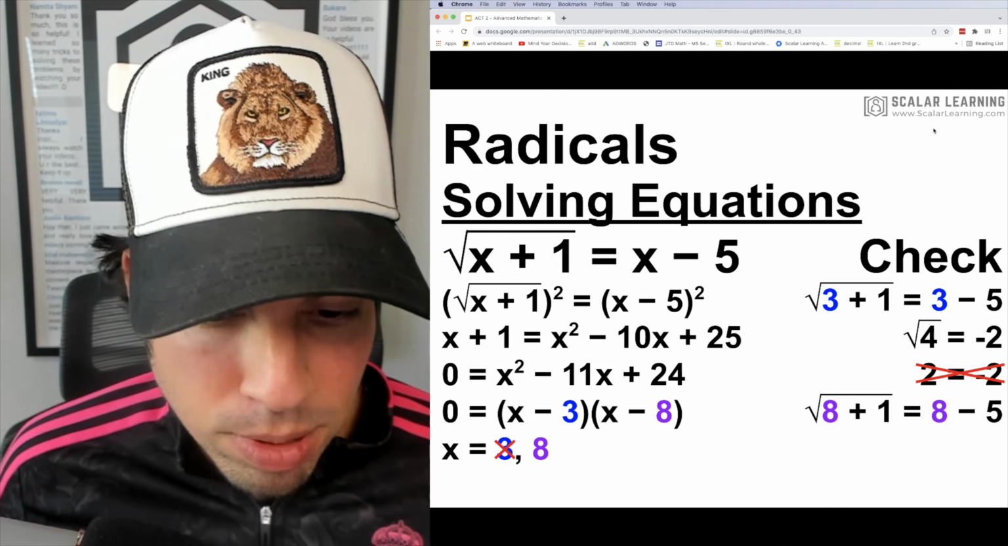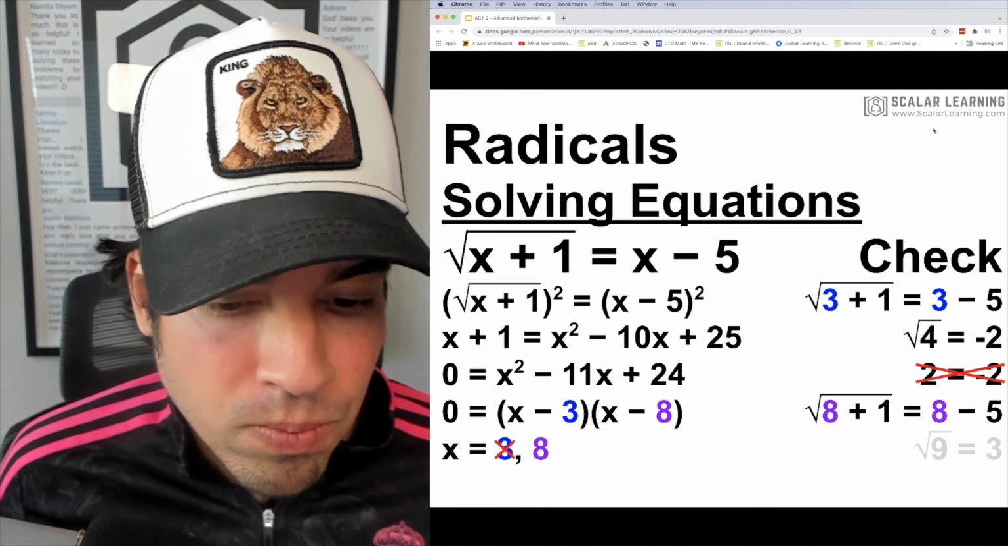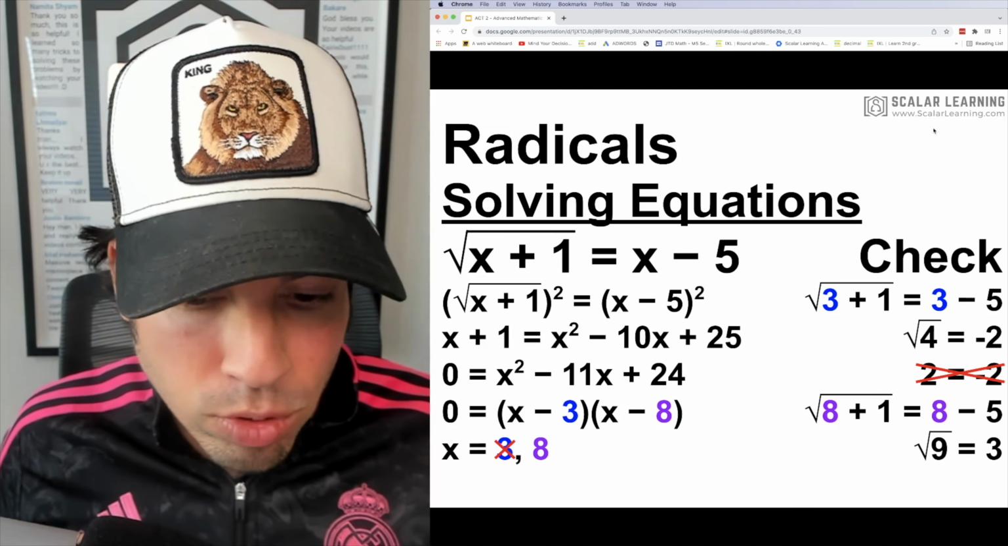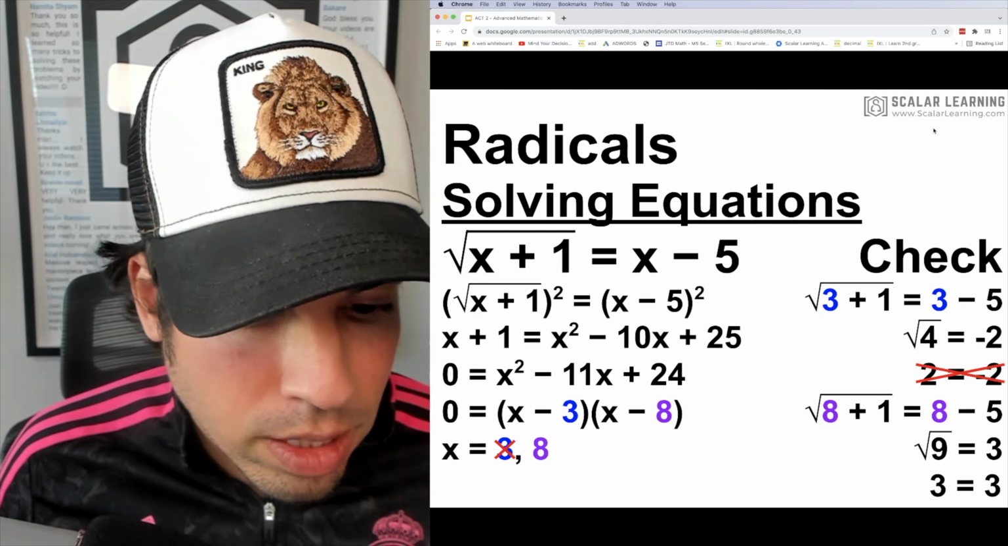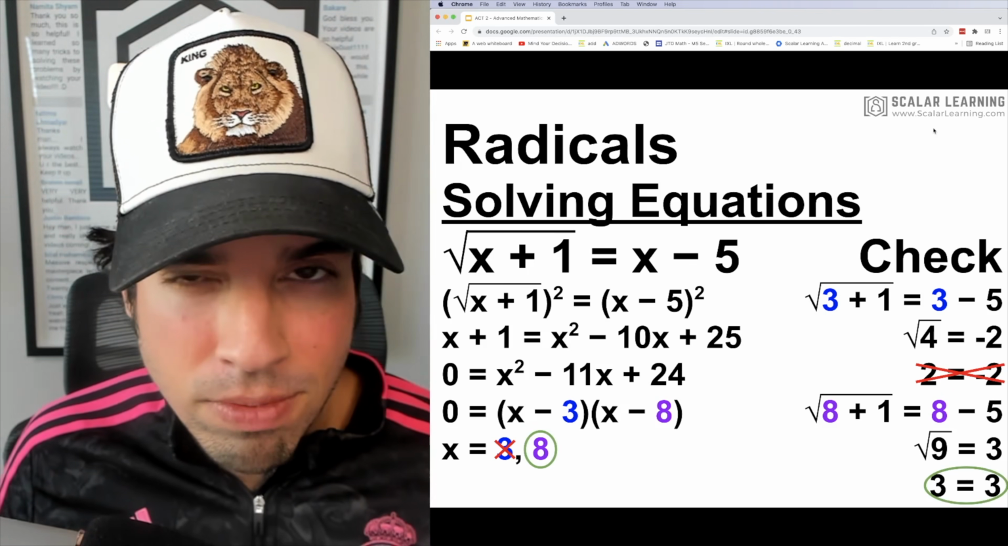So underneath, we get the square root of 8 plus 1. On the right, we get 8 minus 5. This leads us to the square root of 9 equals 3. Well, guess what? The square root of 9 is positive 3. 3 equals 3. Therefore, 8 is indeed verified as a solution.